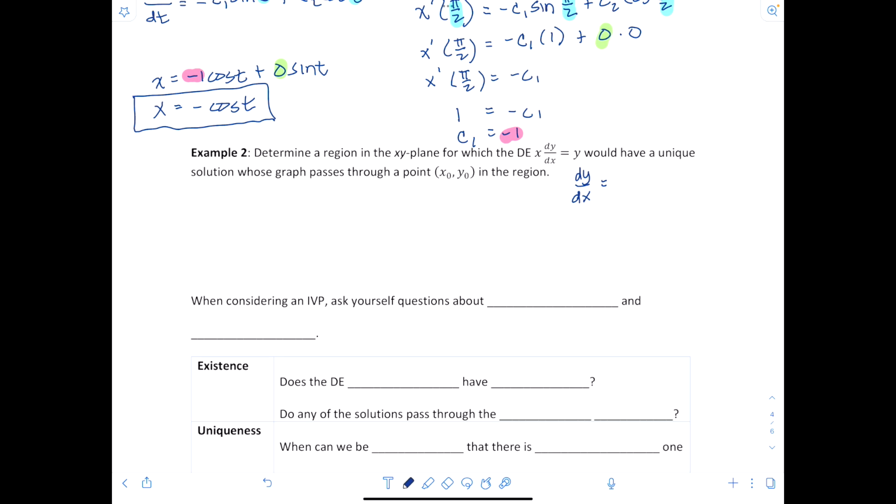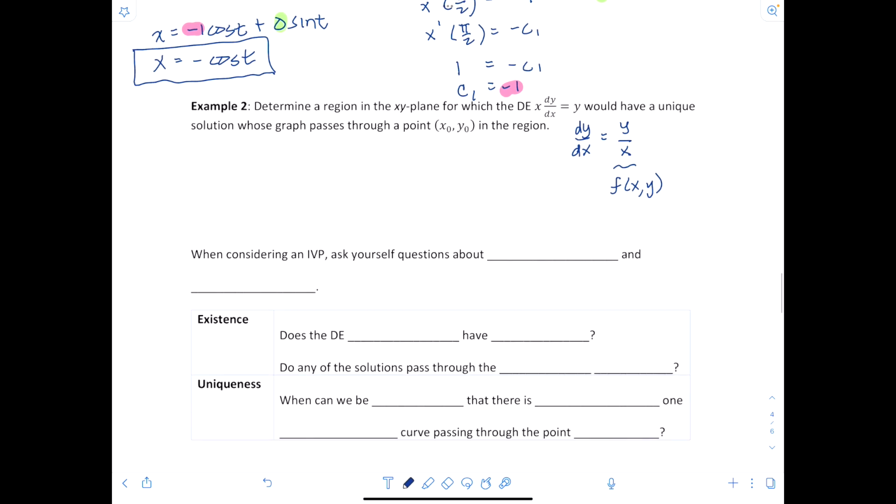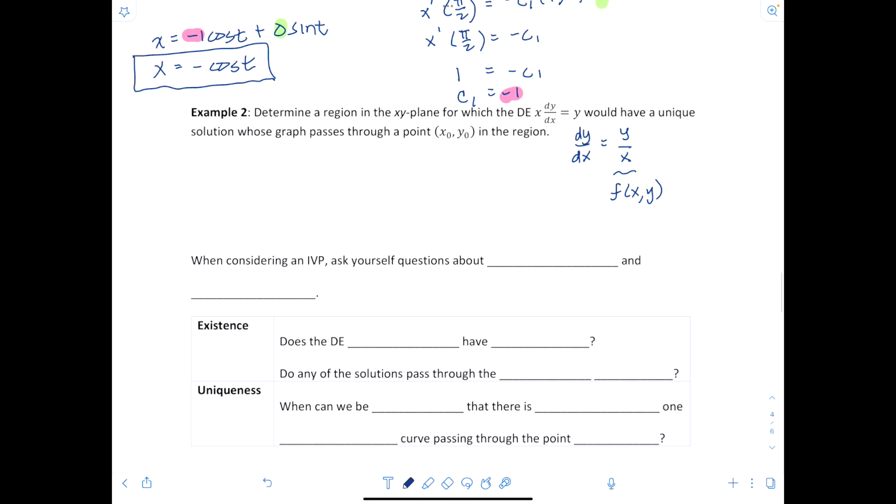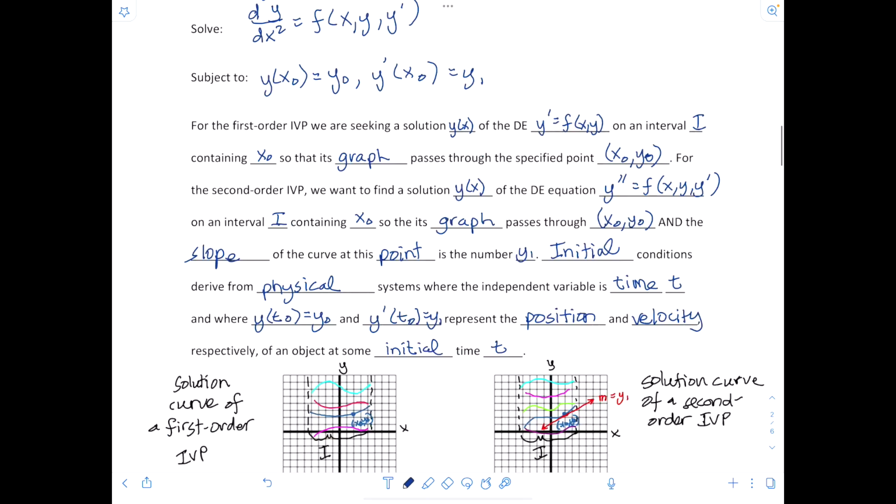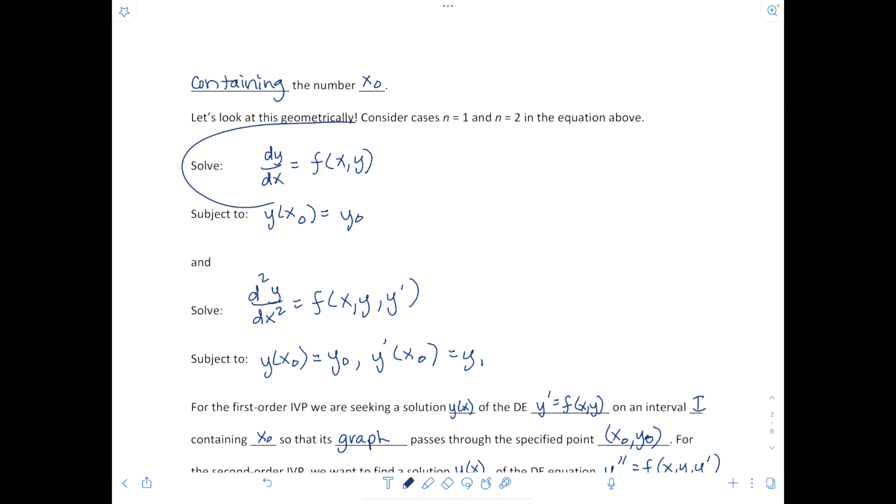Dy dx, which is the slope, remember, of the graph of the solution. They're giving us the slope, not the function, or the slope function. So if I isolate, we'll get y over x. And recall that y over x is equal to f of x and y. So if I take a look at the domain of f of x and y, and this comes from way up here, remember? This guy right here.